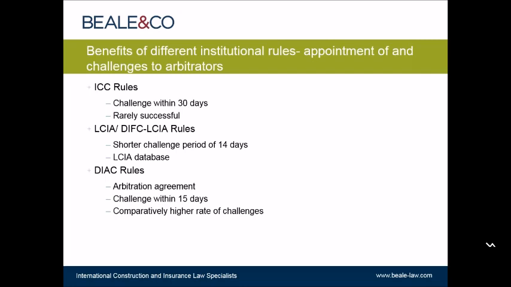Now, typically, most institutional rules provide for a sole arbitrator or a 3-member tribunal. You don't have an even number of arbitrators because of the difficulty in decision-making. Where parties do not agree to a number of arbitrators in their arbitration agreement, institutions are inclined to go with a sole arbitrator unless the dispute warrants having 3.